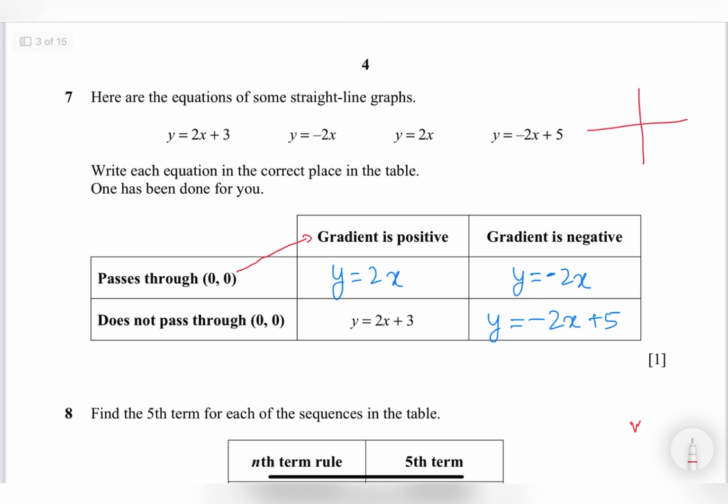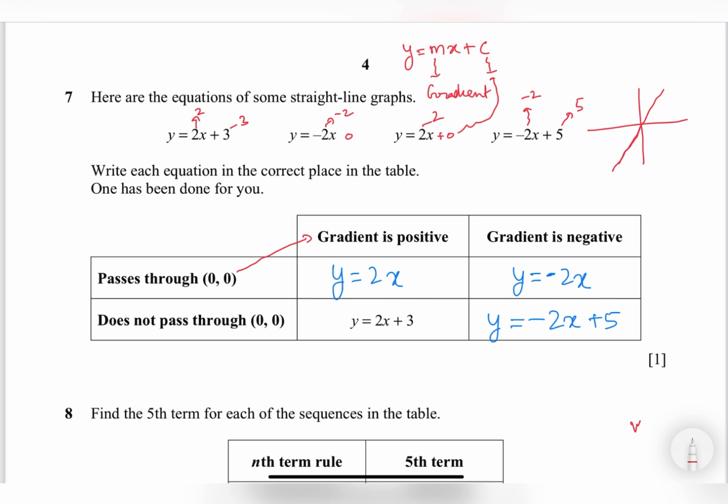If a line is passing through 0, 0, that means the y-intercept should be 0. All of you must be aware of y equals mx plus c. This c is the y-intercept, and this m is the gradient. So the gradient of this is 2, y-intercept is 3; gradient is negative 2, y-intercept is 0; gradient is 2, y-intercept is 0 because plus 0, right? Compare it with c. Think about it. Over here, gradient is negative 2, y-intercept is 5. If it is passing through 0, 0, think about it. So y-intercept would be 0.